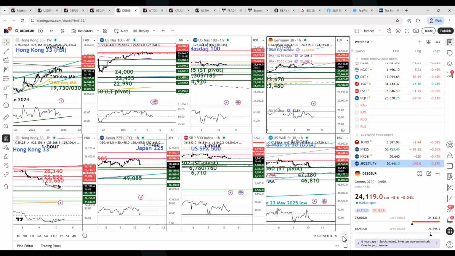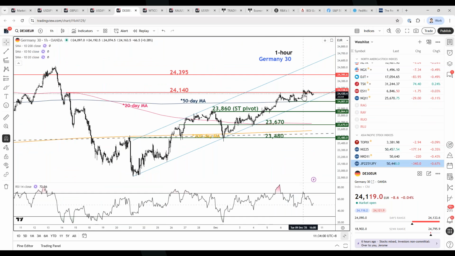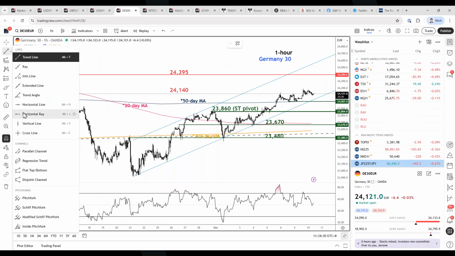Next up will be the Germany 30. So the Germany 30 managed to hit our first resistance level at 24,140 before shaping a mild consolidation pattern. So with that, I'll be using the lower limit of this ongoing minor ascending channel drawn from the low of 21st of November, confluencing at the 50-day moving average, acting as the first support level at 24,007 over here.